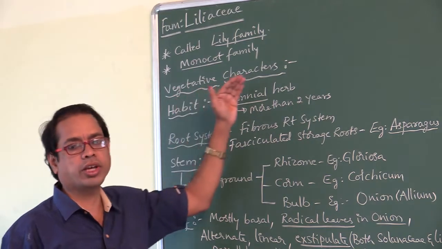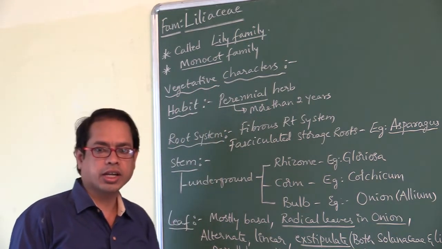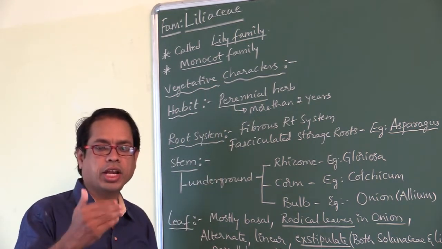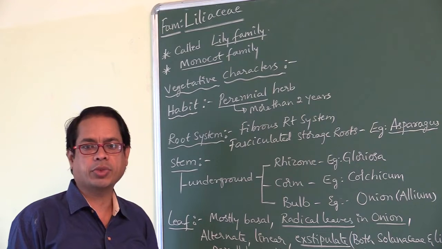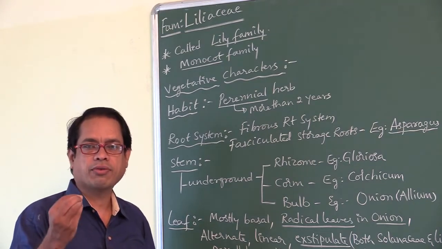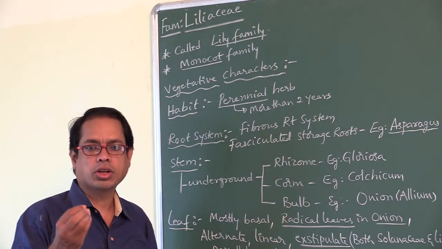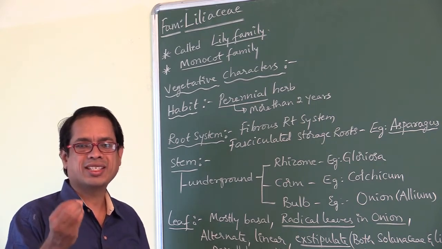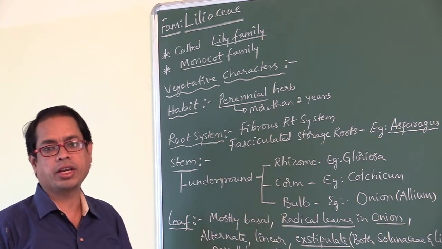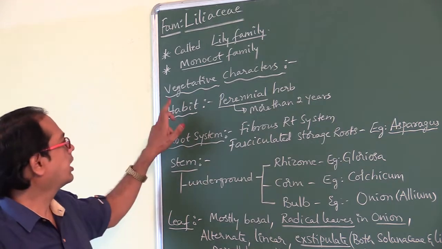What are the vegetative characters? Vegetative characters means root, stem, leaf. Floral characters means inflorescence, flower, calyx, corolla, androecium, gynoecium, fruit, seed. Those characters we have to explain in floral characters, right?